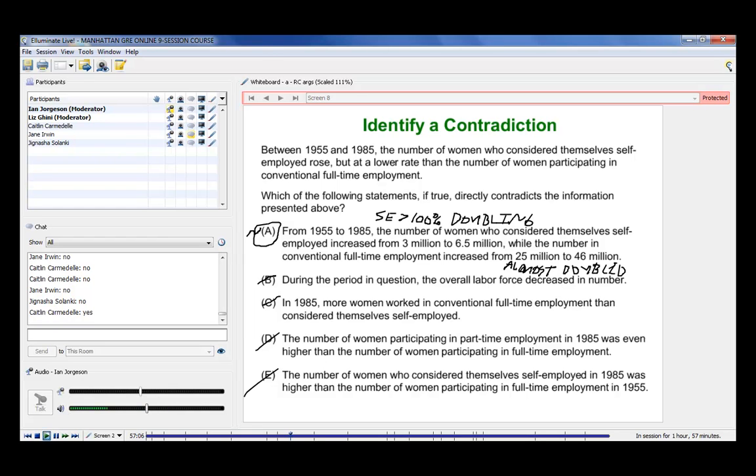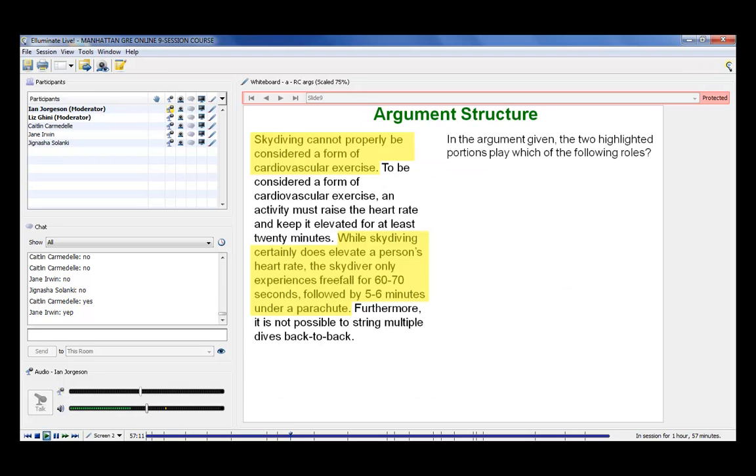All right, so good job, guys. So here we go. On to the next kind of question. These questions are interesting because what they do is they give us a highlighted portion, and then they're going to ask us to understand the role that they play.